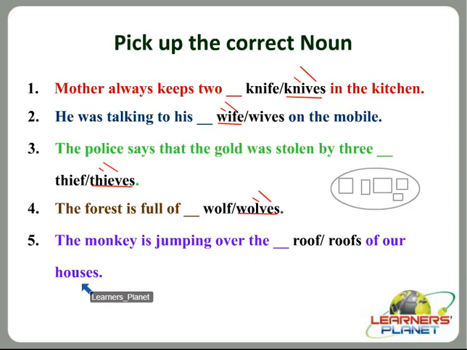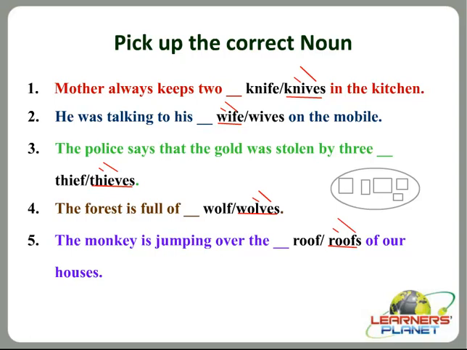Houses means more than one. So, for more than one house, you will have many roofs. So, roofs is the correct answer. Because there is more than one house, you will mark more than one roof. And if you look at the exception, roof becomes roofs. Alright students, this was the activity.